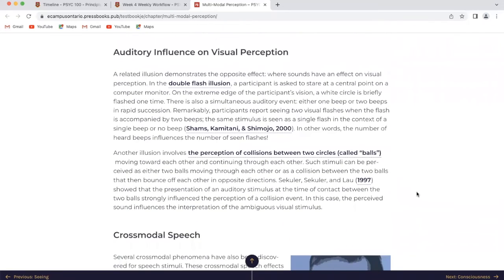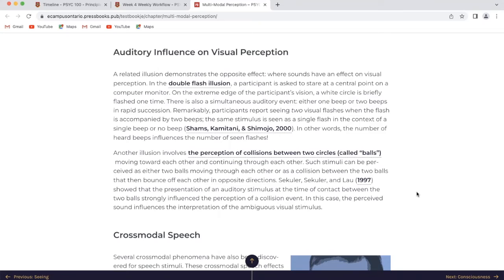A related illusion demonstrates the opposite effect, where sounds have an effect on visual perception. In the double flash illusion, a participant is asked to stare at a central point on a computer monitor. On the extreme edge of the participant's vision, a white circle is briefly flashed one time. There's also a simultaneous auditory event, either one beep or two beeps in rapid succession.